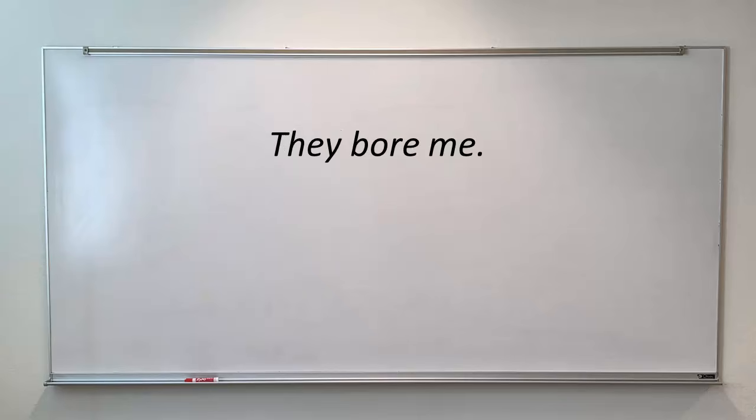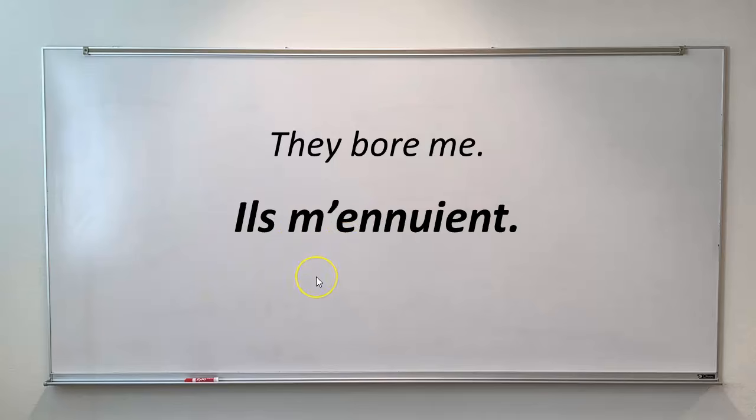So here's another good example. They bore me. Let's start off with the subject and verb first. They bore. Ils ennuient. They bore. The me again has to go before the conjugated form of the verb, and it has to have an apostrophe because of the vowel that follows. So, ils m'ennuient. They bore me. Literally in French word order, they me bore.